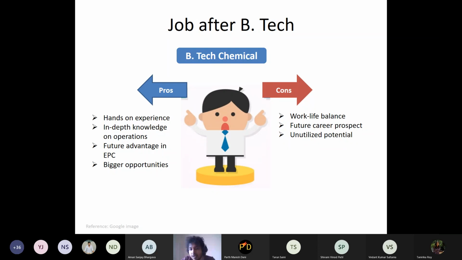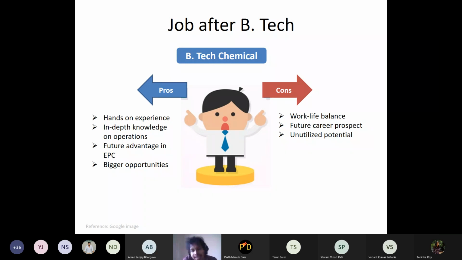There can be bigger opportunities also, like in the Middle East or in other places. There are lots of petrochemical plants supposed to come up, after the pandemic has slowed it down, obviously, but they are supposed to come up. So this can have bigger opportunities.